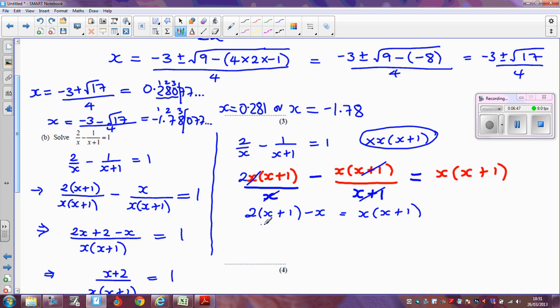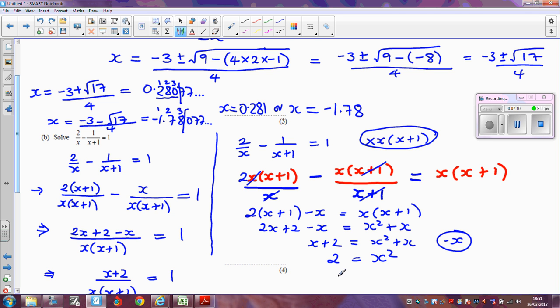If I now remove the brackets, I've got 2x plus 2, take away x, is equal to x squared plus x. On the left-hand side, the 2x minus x becomes x plus 2, and that is equal to x squared plus x. You can see I've now got the same as I had on the other side. If I now subtract x from both sides, again I've got 2 is equal to x squared. If x squared is 2, then x is going to be plus or minus the square root of 2. Again, same answer.